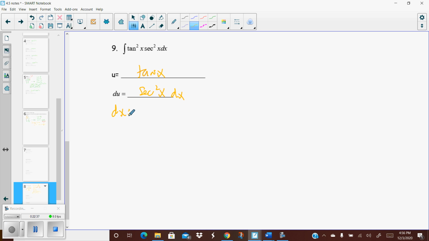So dx then is going to be du over secant squared x. So my integral will become, oops, not tangent squared, that's u squared, times secant squared x times my new dx, which is du over secant squared x. The secant squareds are going to go away, and that leaves me with the integral of u squared du. Much simpler antiderivative to take.